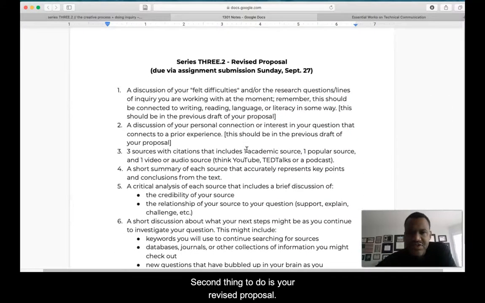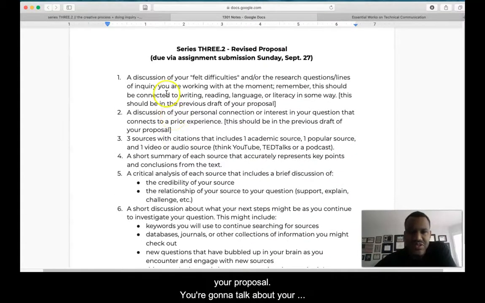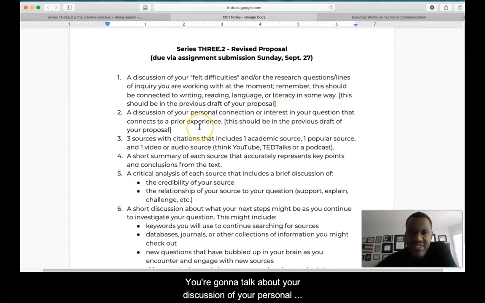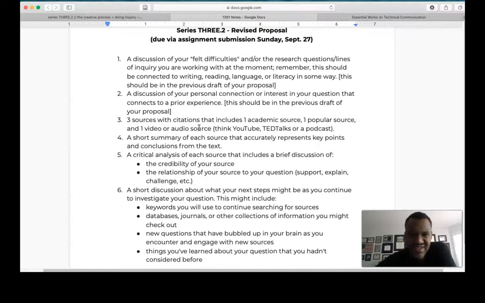Second thing you're going to do is your revised proposal. This is due Sunday, the 27th. So you're going to talk about a lot of different things here with your proposal. You're going to talk about your felt difficulties, your lines of inquiry, and some of this stuff you did last week as far as your lines of inquiry are concerned. You're talking about your discussion of your personal connection or interest and your question that connects to a prior experience. And this is also something that you talked about in your previous draft.